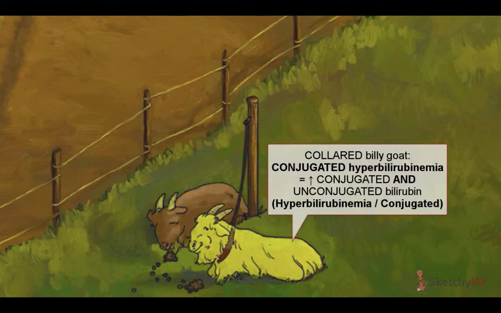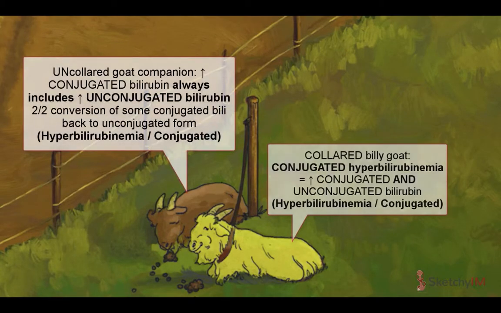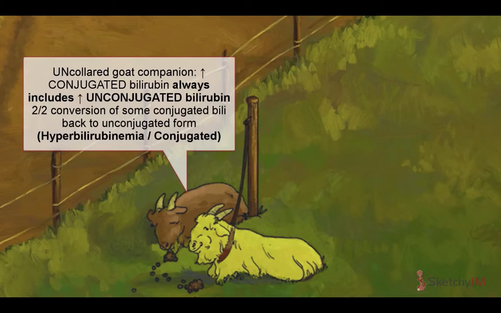The serum bilirubin is never 100% conjugated, however. Instead, elevated conjugated bilirubin is always accompanied by elevated unconjugated bilirubin, which is why this conjugated collared goat is accompanied by his uncollared friend. A few reasons for this. For one, buildup of conjugated bilirubin within the hepatocyte actually leads to reversal of the glucuronidation reaction. So, some of that conjugated bilirubin is converted back into the unconjugated form.